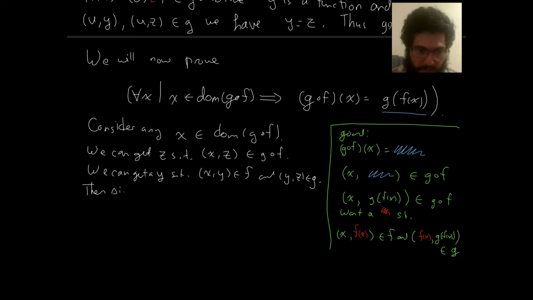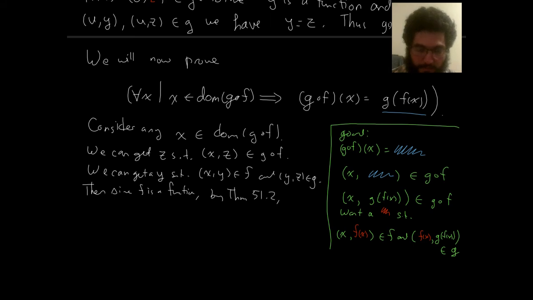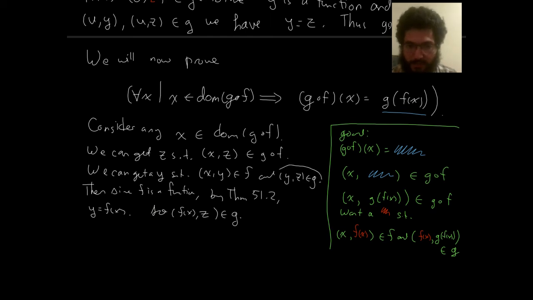So then, since f is a function, by theorem 51.2, the second position is f of the first position. Y is f of x. So then this pair is actually f of x, that's what y is, comma z. And that's what's in g. So I'm basically applying axiom 2 to this statement, replacing y by something that it's equal to.